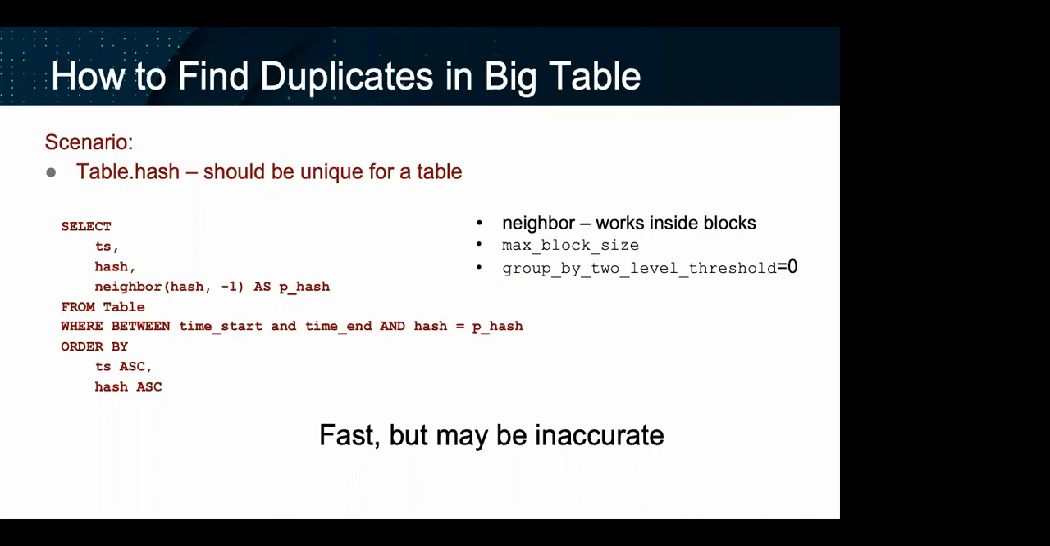The caveat here, however, is that the neighbor function works inside blocks, and a block is controlled by max block size, so it works not on all your table, but on a part of your table. So on the border of the blocks, there may be inconsistency, but it's easy to locate. So with this approach, it's pretty fast to detect duplicates in a table, especially in a sum window.